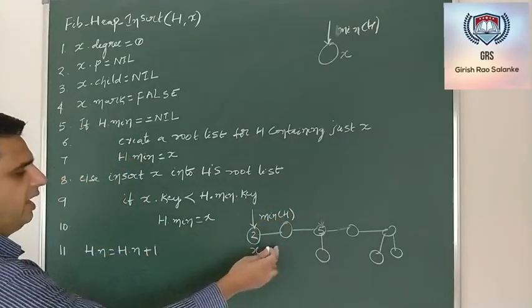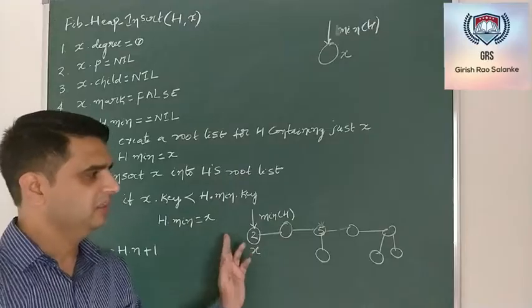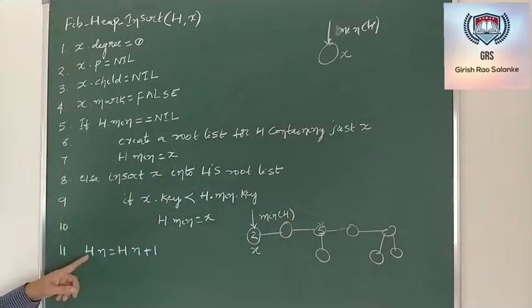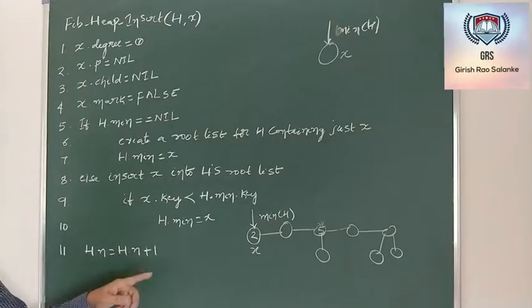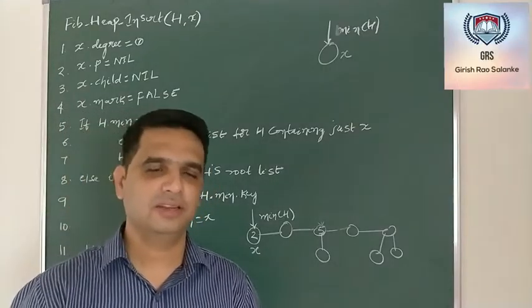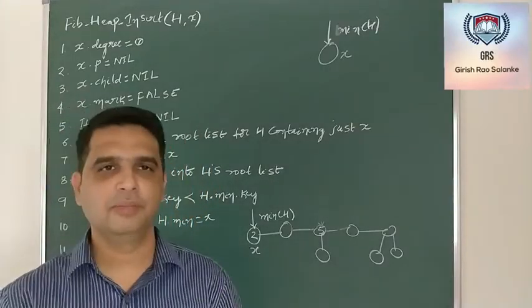Now on adding this node x, the number of nodes in the Fibonacci heap is increased by 1. Finally, I am updating h dot n. This is nothing but the number of nodes. H dot n is equal to h dot n plus 1. This was about the pseudo code of performing the insertion operation in the case of a Fibonacci heap.